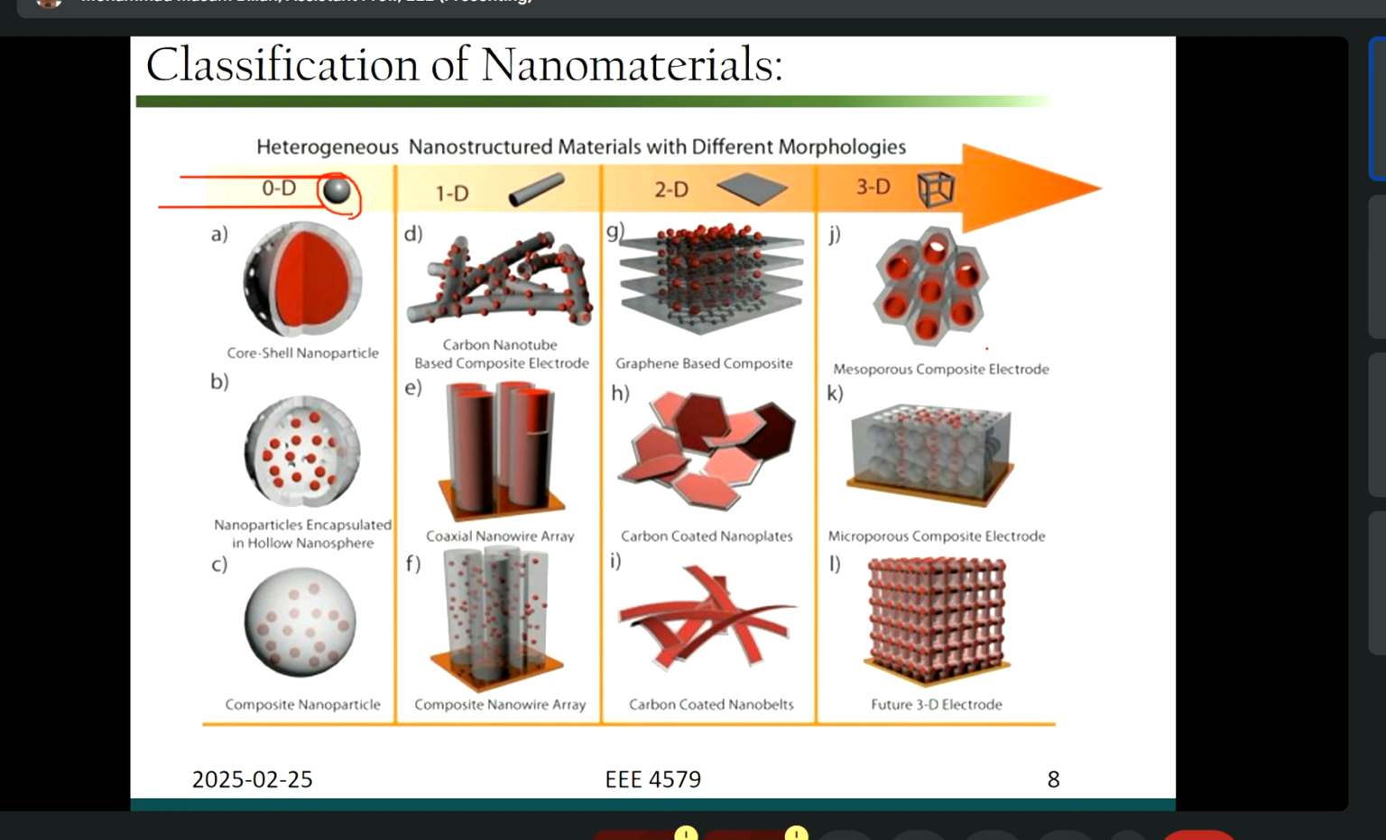So the carbon nanotube is an example of a one dimensional nanomaterial device. 2D is a graphene based composite. 3D is mesoporous composite electrodes.